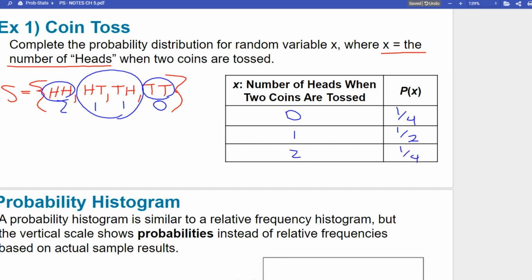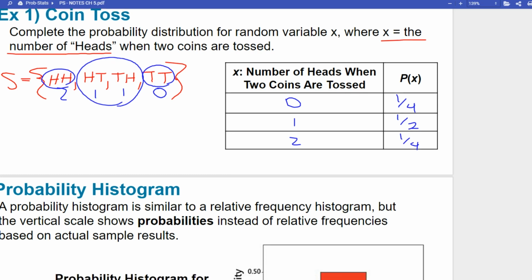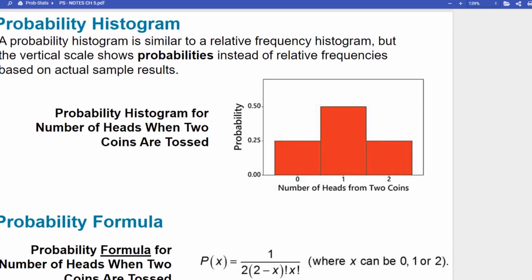Now, a couple of things you should notice: each of those probability numbers are between 0 and 1, and those 3 probability numbers add up to 1. All right, so we still are talking about a probability distribution here. Probability histogram is the exact same thing. It's just a picture instead of a table. So we're looking at like a bar graph kind of deal. We've got 0, 1, and 2, and we've got the same probabilities, 0.25 and 0.5.